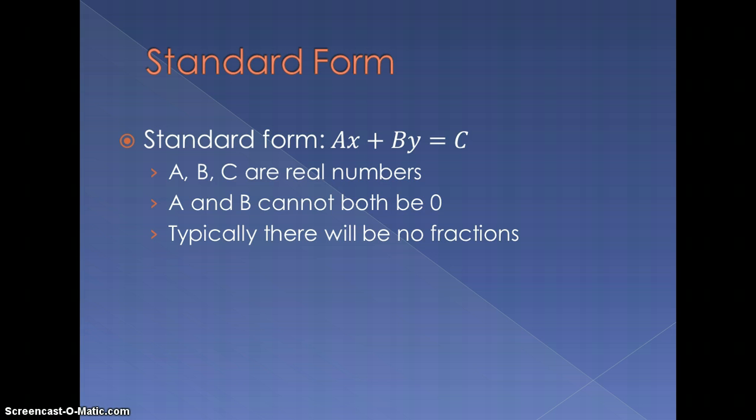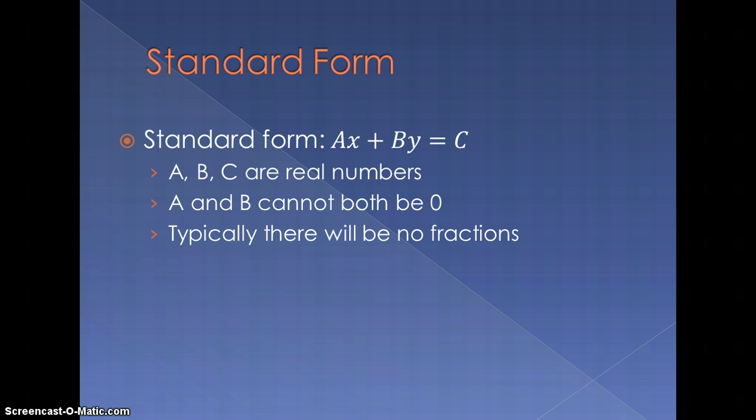There are a couple of restrictions here. A, B, and C must be real numbers. And then we'll skip to this third bullet here. Typically, there will not be fractions. You will multiply by the denominator, or actually the least common multiple of the denominators, to get rid of the fractions. So we typically won't see those.